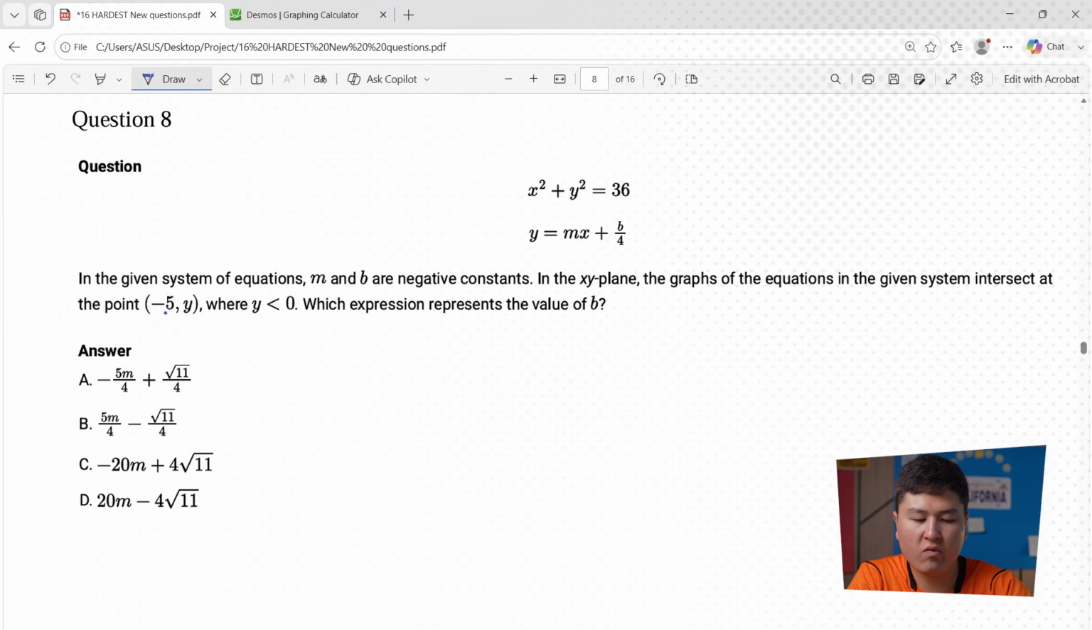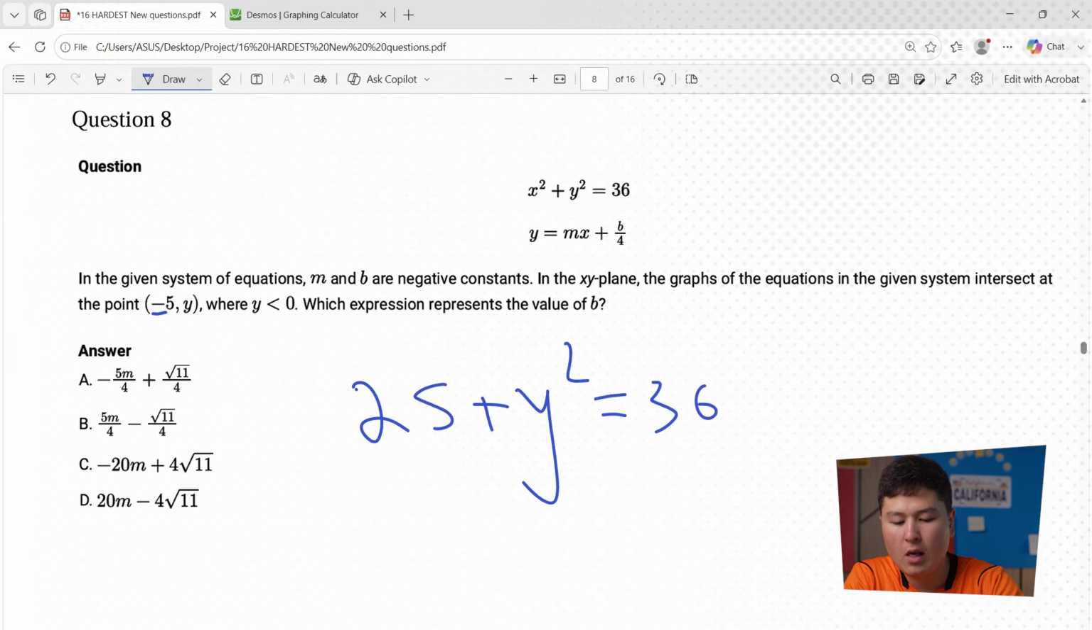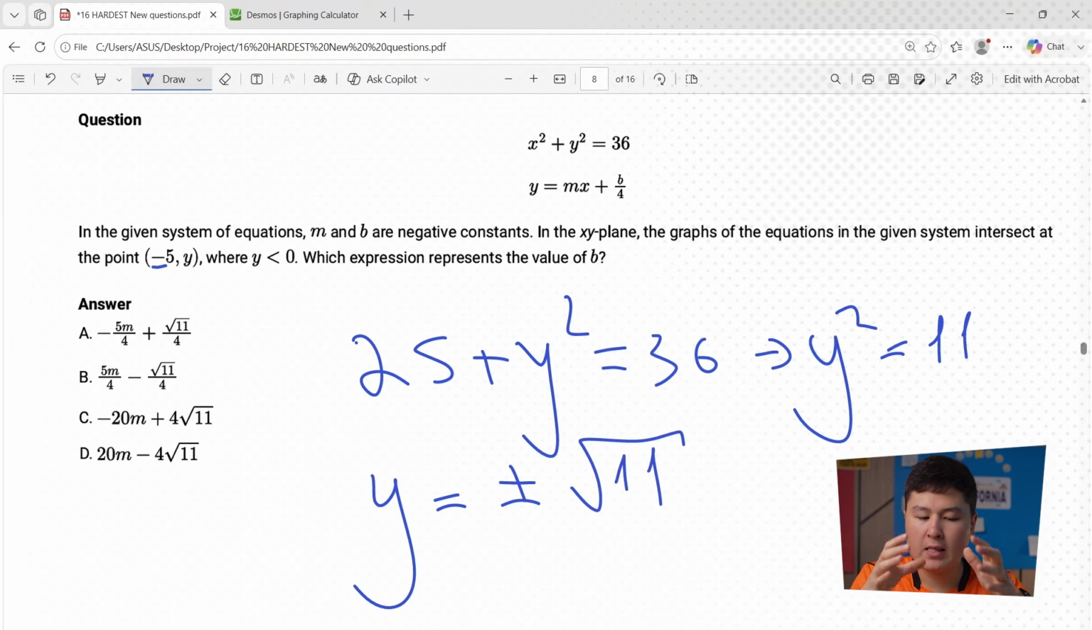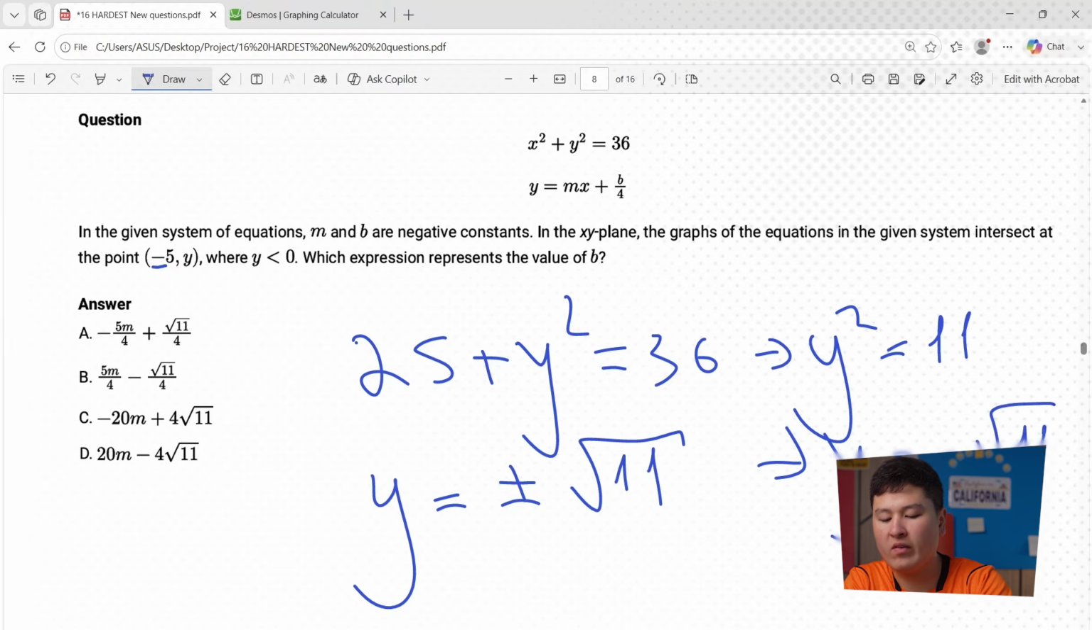For example, instead of x, we can plug in -5. So that would be 25 plus y squared equals 36. And then y squared is going to be just 11, right? So 36 minus 25. And the solutions are y equals plus or minus root of 11. And since the question is saying that y is less than 0, we're going to take the solution y equals negative root of 11.